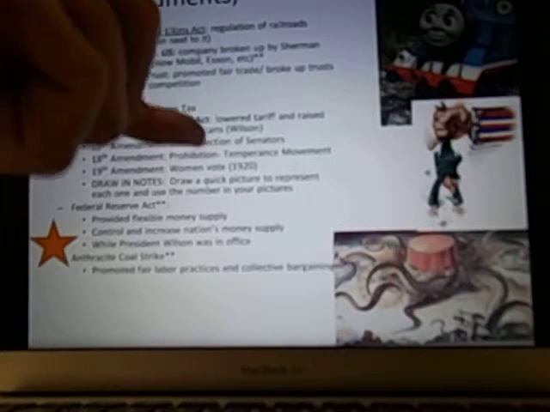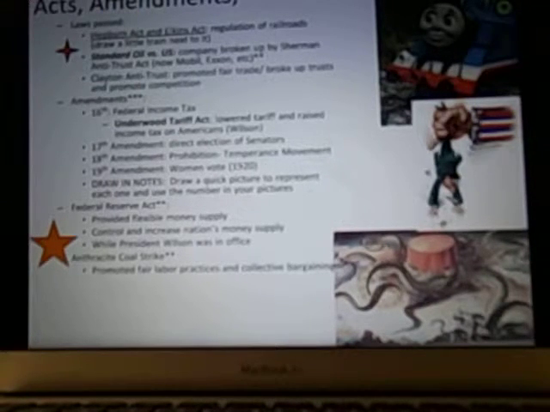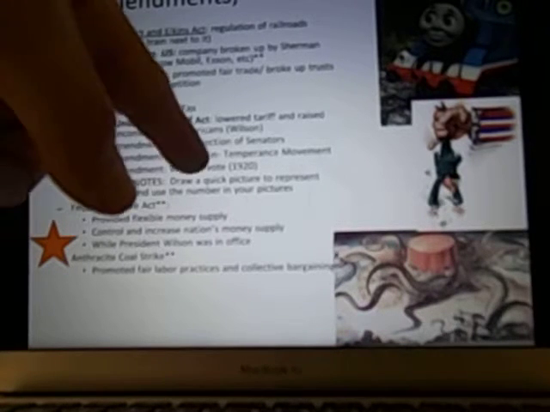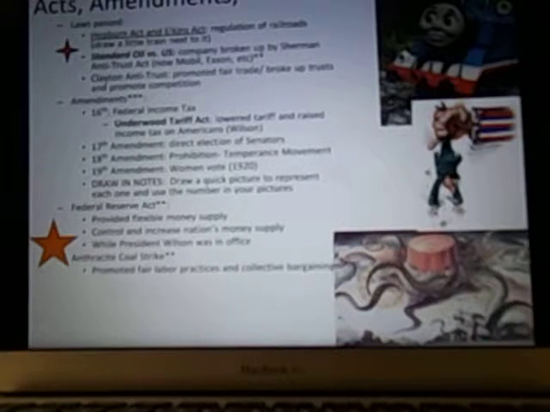The amendment of direct election of senators. Every state has 2 senators. Before this amendment, those 2 senators were picked by the state legislature, the people in Albany or whatever the state capital is who make laws, not by the people directly. That's not very progressive, so they passed a law where the people directly elect those senators.